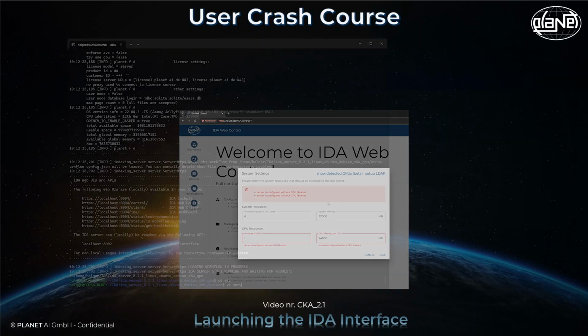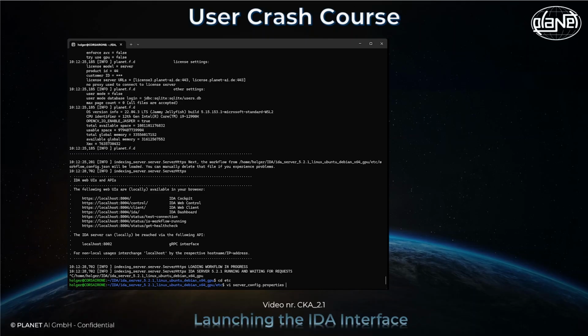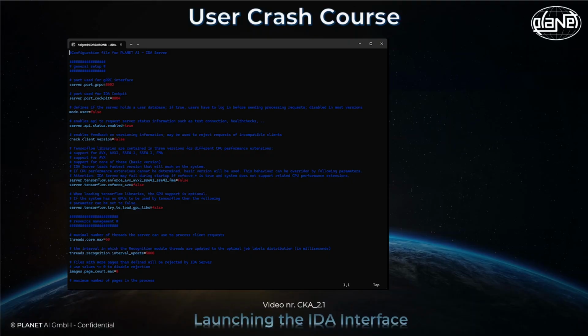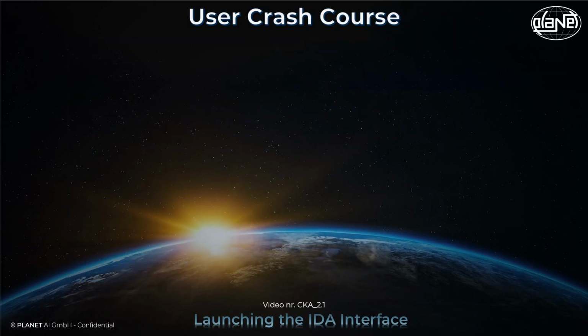To do this, revisit the server.config.properties file, where the customer ID was also entered. In this file, the setting server.tensorflow.try.to.load.gpu.libs must be changed from the default false to true. Otherwise, the system will not be able to start with the GPU without loading the GPU libraries. If a GPU is not available or is not intended to be provided, this step can be skipped.